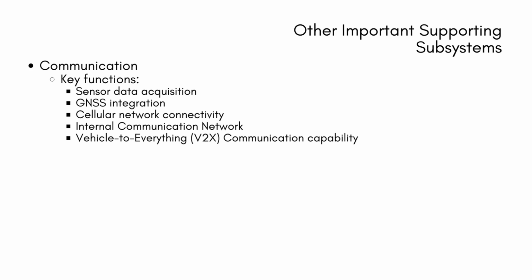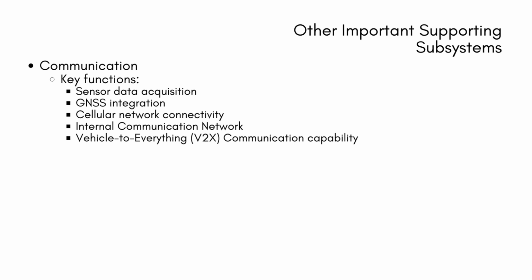Cellular network connectivity. Cellular networks allow AVs to connect to the cloud and transmit data for various purposes. This data can include sensor readings, diagnostic information, software updates, and real-time traffic data. Cloud connectivity also enables remote monitoring and control of AVs by operators.